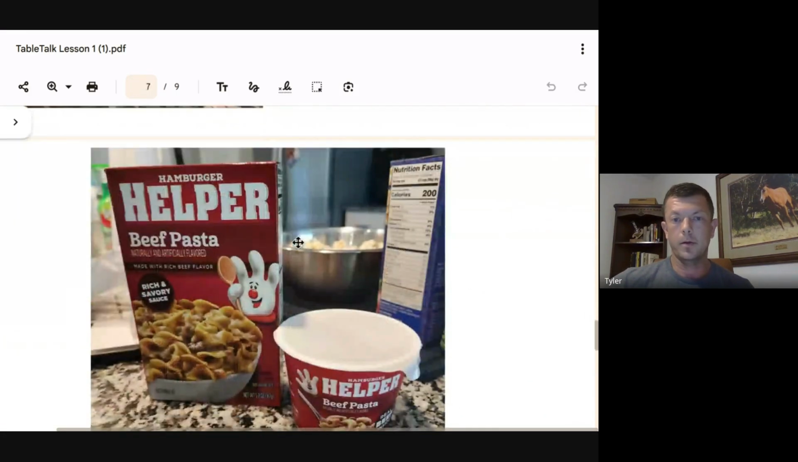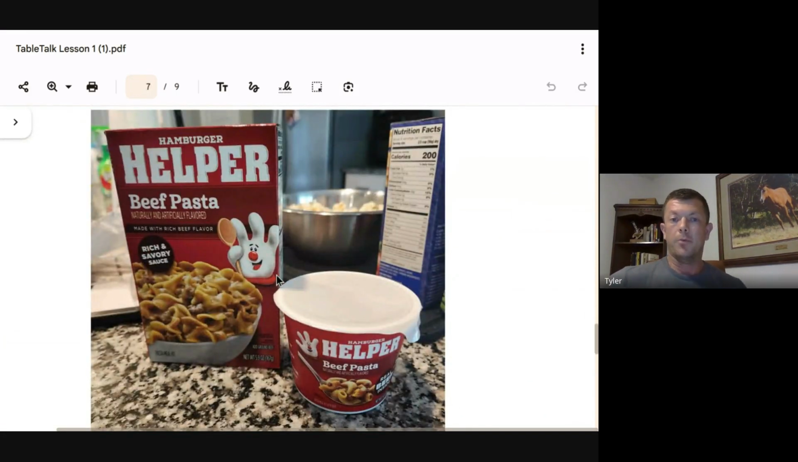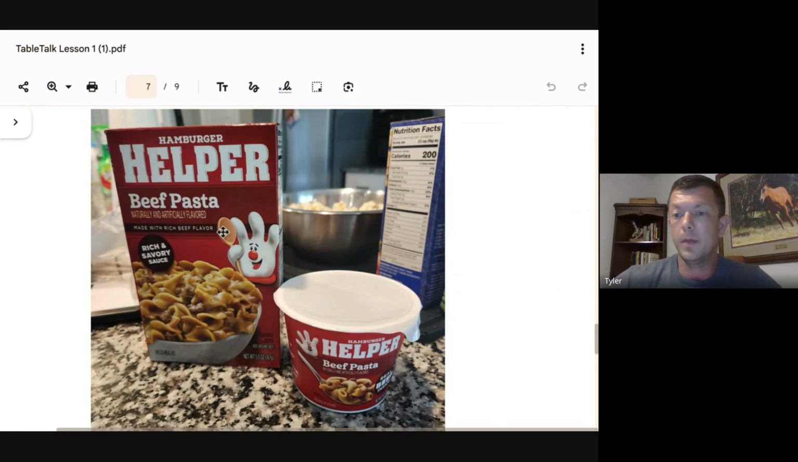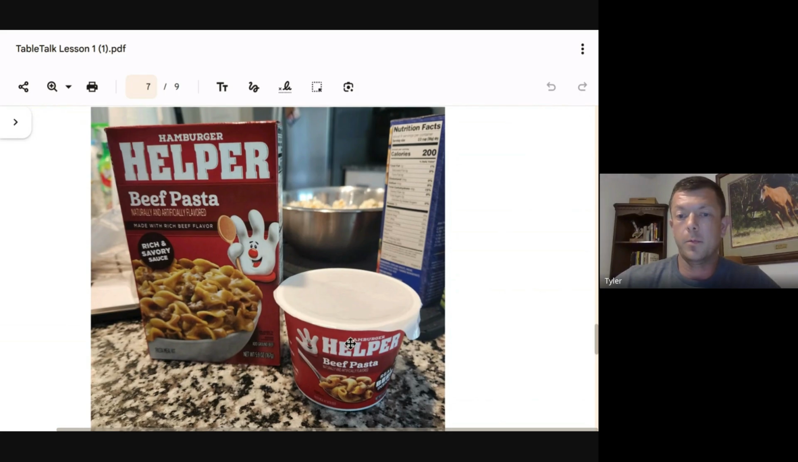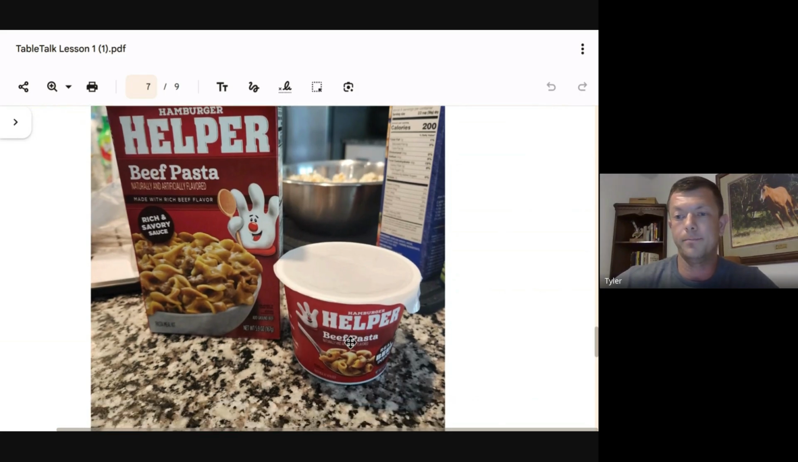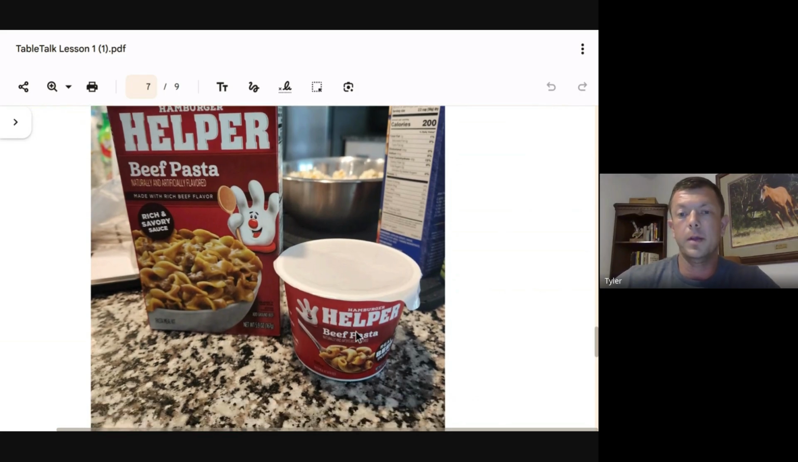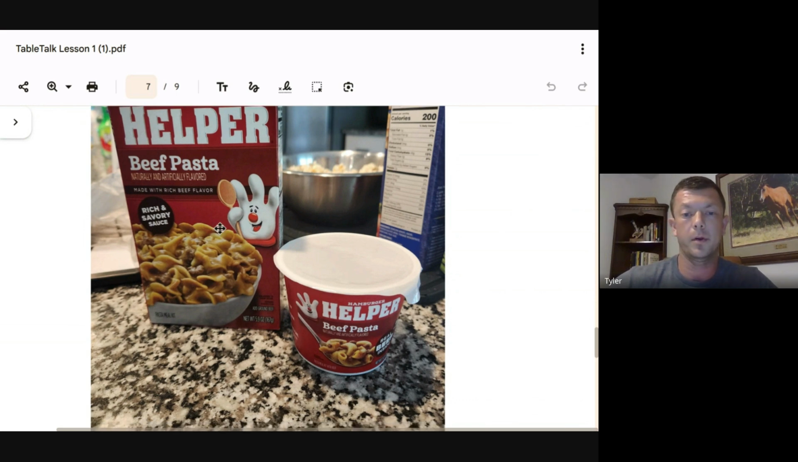So we'll go down here a little bit further. I found these two as another real world example: hamburger helper in the box and a hamburger helper single serve kind of thing you throw in the microwave. The one on the right, the little cup, has freeze-dried beef in it. And the one on the left, of course, is assuming that you would be cooking ground beef and doing it how everybody knows how to make hamburger helper.